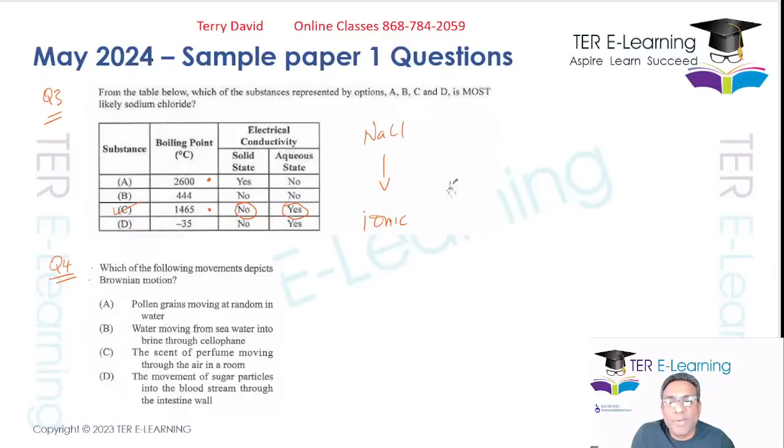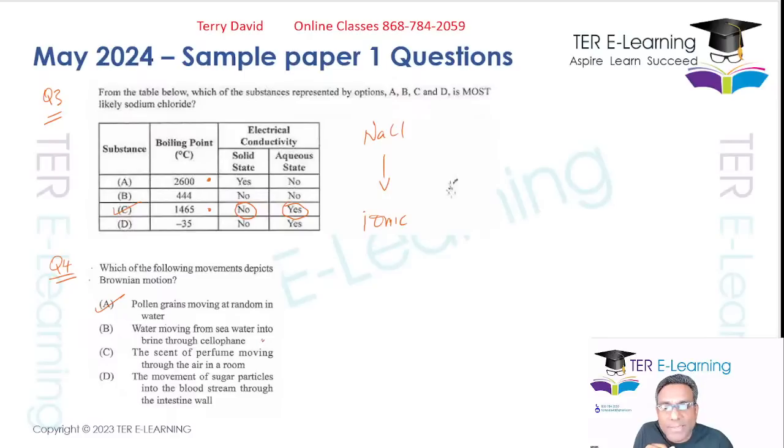Pollen grains moving at random. Two examples of Brownian motion would be pollen grains on water, that's one example, so we know the answer has to be A. The second example is shining light through a smoke cell. Those are two examples that demonstrate Brownian motion.